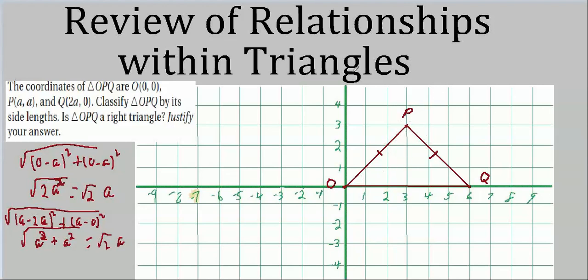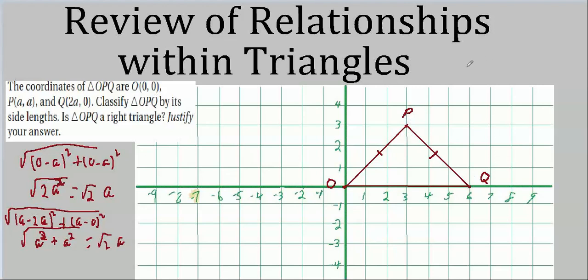Well, okay, let's check it. How do we do that? Well, we find the slope of this line. We find the slope of this line. If they form a right angle, then the two slopes will be negative reciprocals of each other. So let's find the slope of PQ. Let's do that up here. It'll be pretty quick and easy.